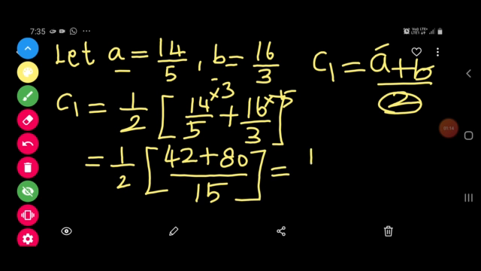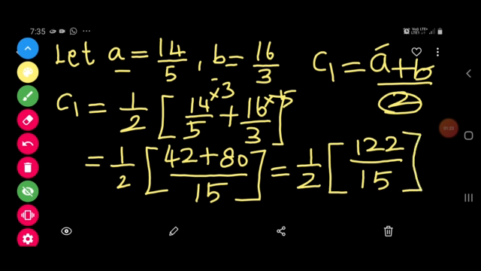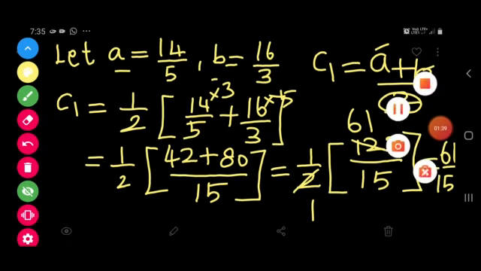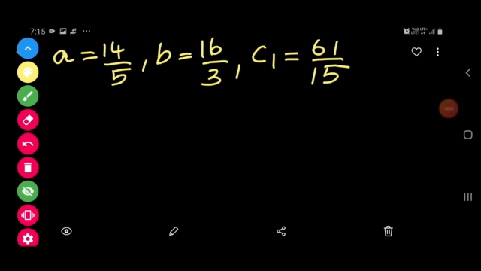Now, 1/2 as it is, then 42 plus 80, the answer is 122 divided by 15. Now, we can cancel 122 by 2 so that we can simplify. 1 twos are 2, 6 twos are 12 and 1 twos are 2. Now, our C1 will be 61 divided by 15. In between A and B, we found C1.